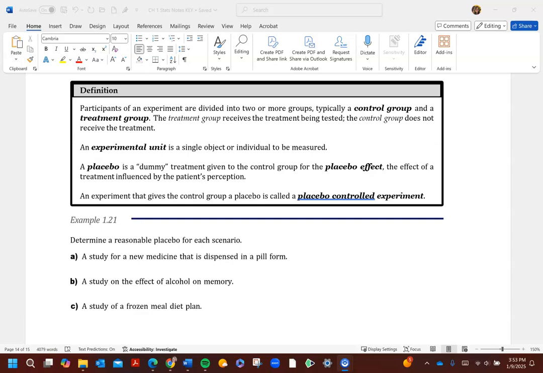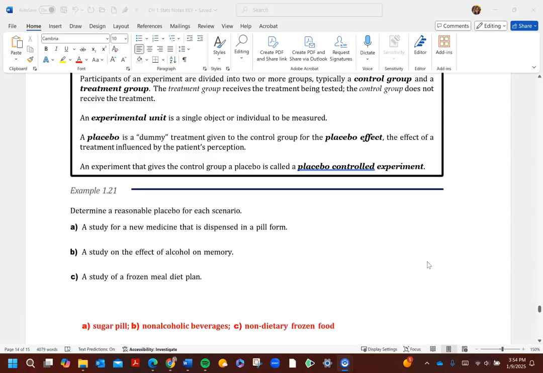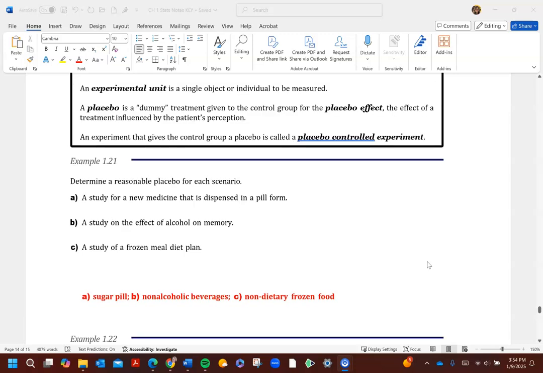Okay, so for A, we could think about a sugar pill. B, we could do a non-alcoholic beverage that's looking or tasting similar. Might be easy to tell though. And C would be a frozen meal that's not a diet one.